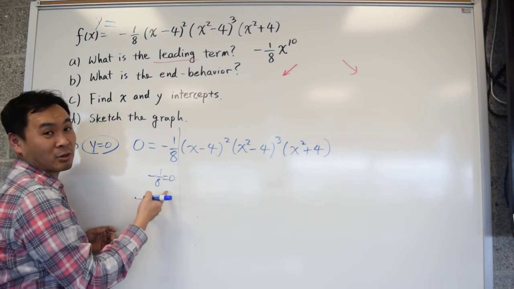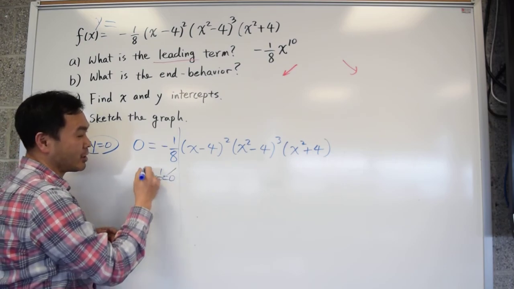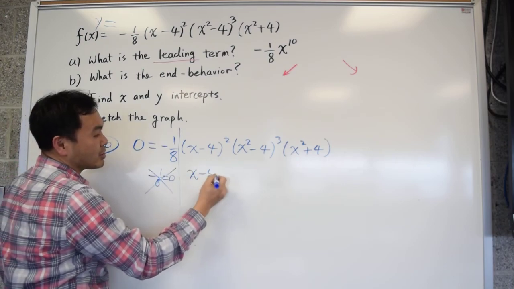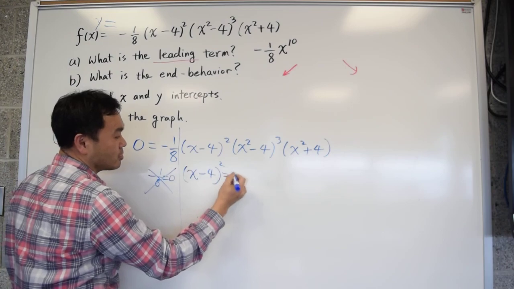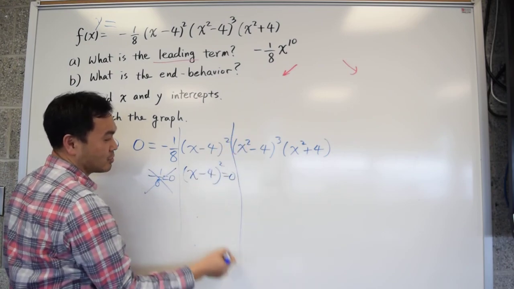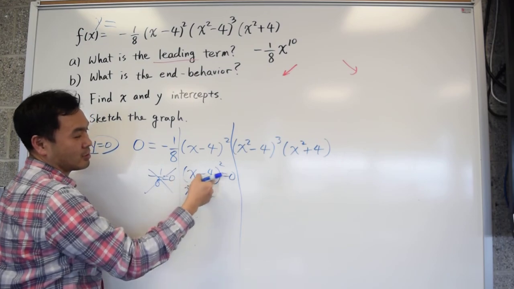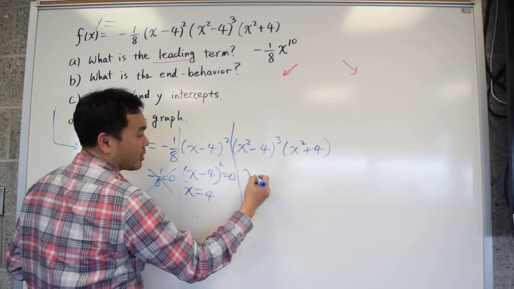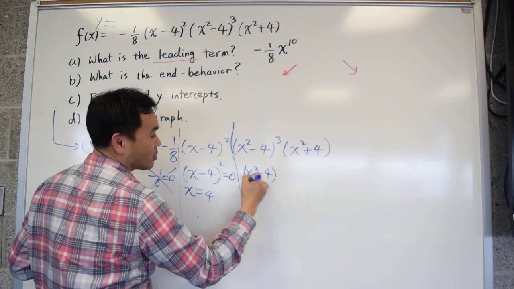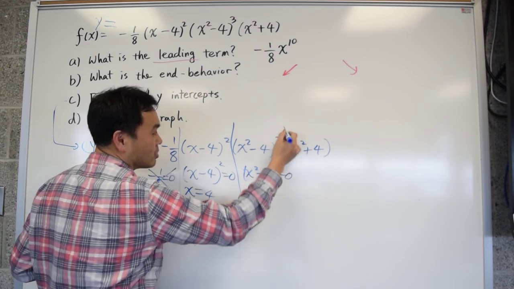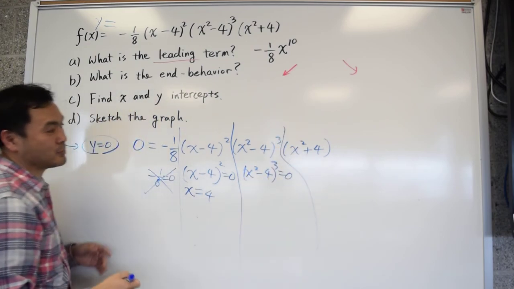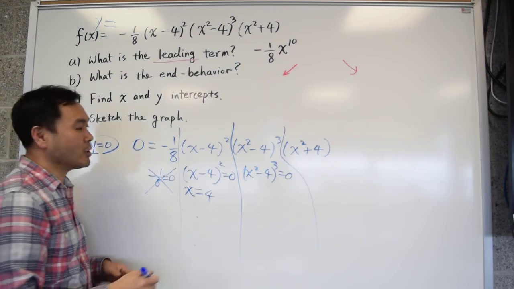Is negative 1/8 equal to 0? Never. So that can't be. Or (x minus 4) squared is equal to 0. Well, when does this happen? When x is 4, right? When x is 4, then this is 0. Or (x squared minus 4) cubed equal to 0. When does this happen? Right. Okay, well, all right.